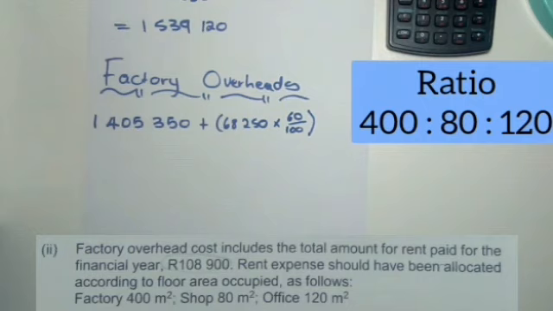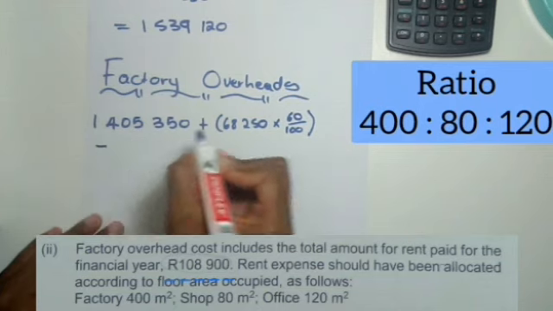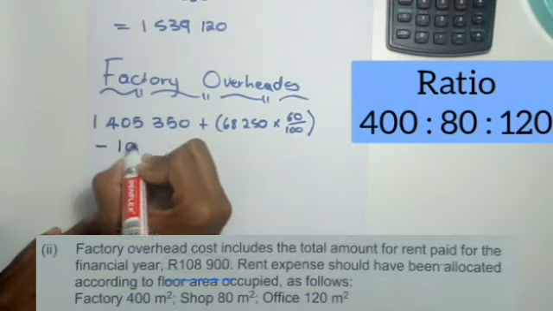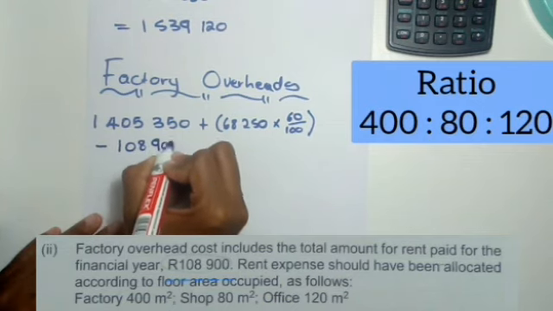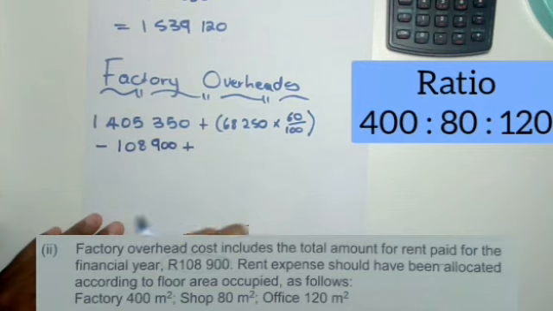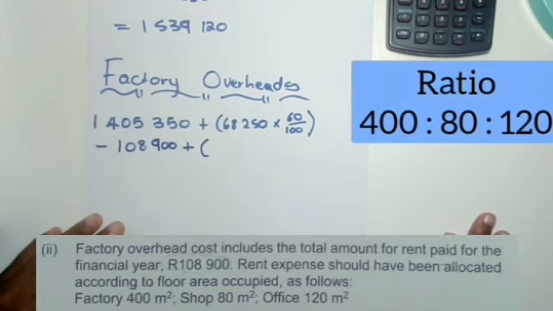So first of all, let's deal with the one that was included in our factory overheads as a total. That amount is wrong, so we need to start by first subtracting that amount, and then after we will add the correct one. So we will take out the whole 108,900, and then we will add the amount that is correct, and we are going to figure it out in a bracket. So we were supposed to add only a portion for the factory.